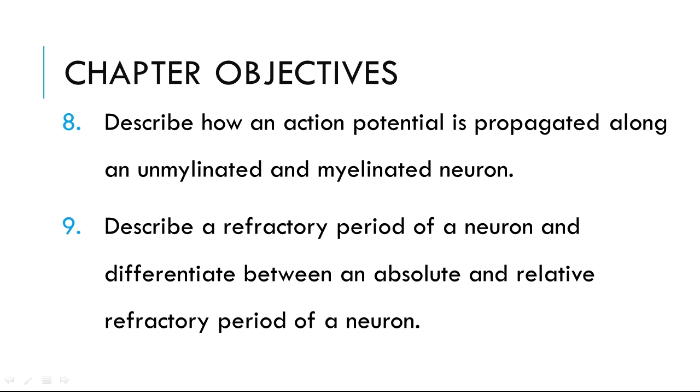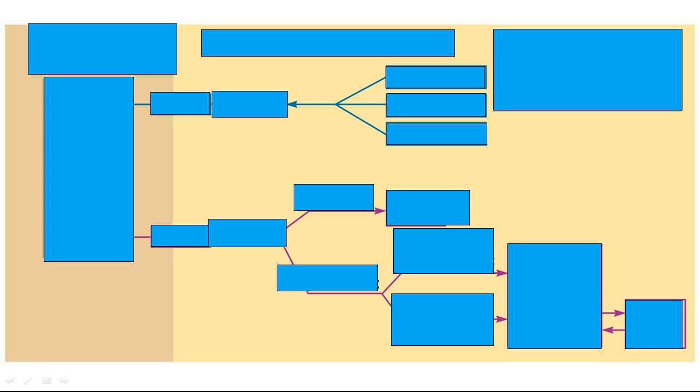And then the rest of Chapter 7, we're going to see how an action potential can be conducted along a myelinated or non-myelinated nerve. And then we're going to identify the role of the refractory period. So we may not get to these last few items covered today. We may have to transition over to Tuesday to finish it up.